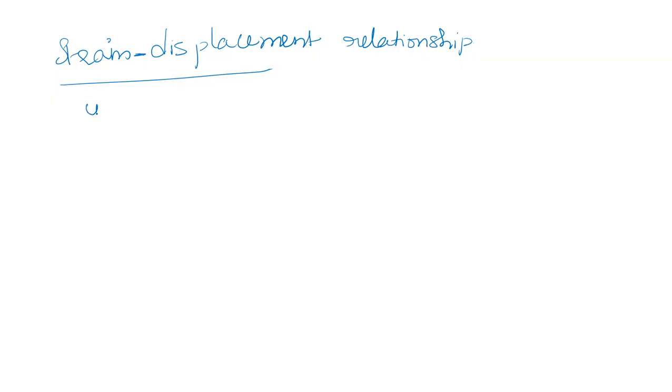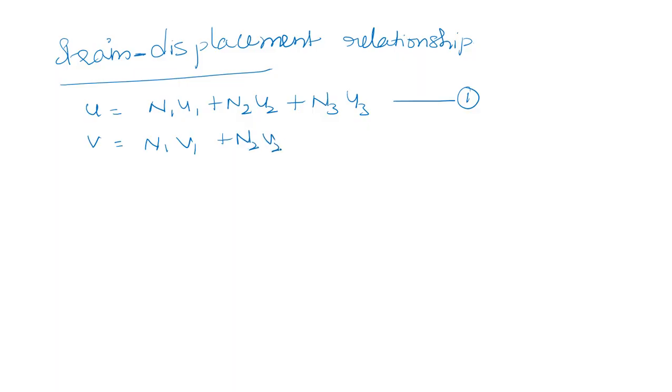Now u is equal to the formula. What is the formula? N1 u1 plus N2 u2 plus N3 u3. This is equation number 1. Here once again we will study that v is equal to what? N1 v1 plus N2 v2 plus N3 v3. Okay, so this is equation 2.